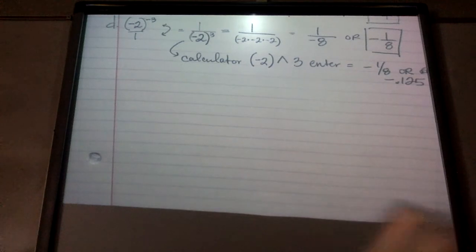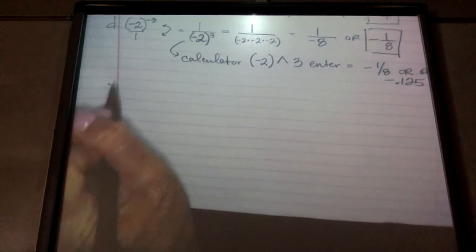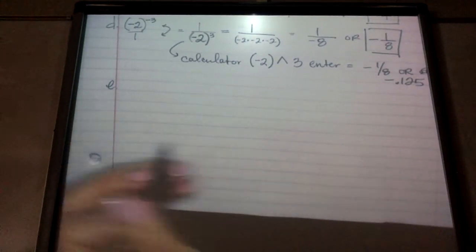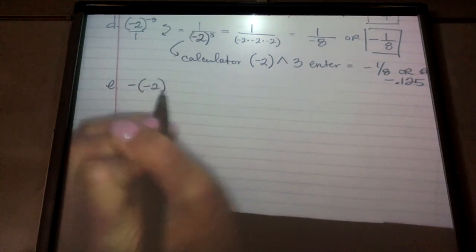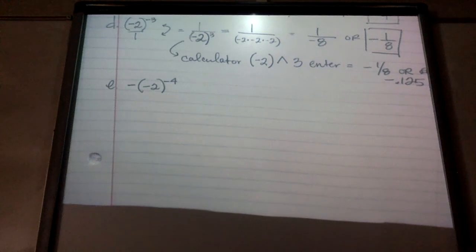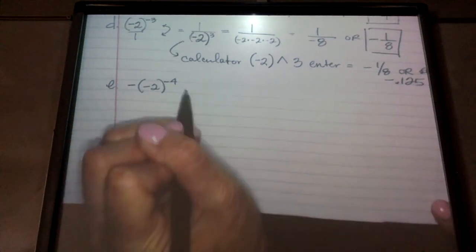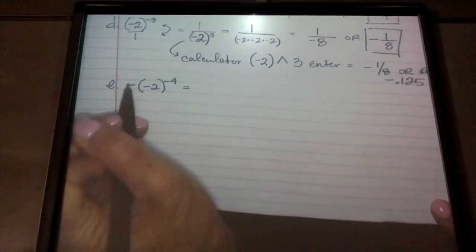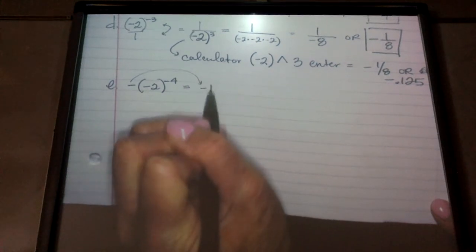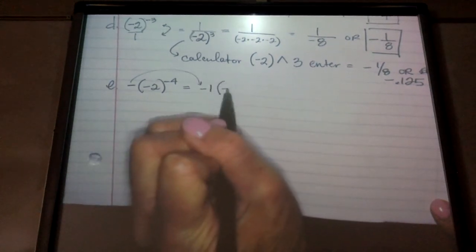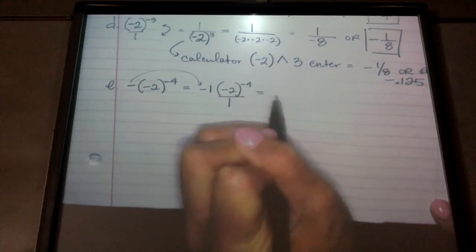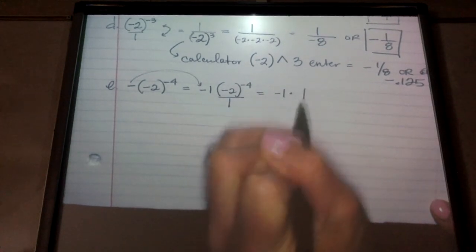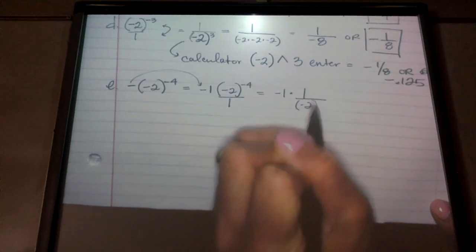Okay, last one is part E. In part E, they would like us to simplify the negative that is on the outside, then -2 to the -4. Oh boy. So, I know that this out here is a -1 times -2 to the -4th. There's a 1 underneath. So -1 times 1 over -2 to the 4th.